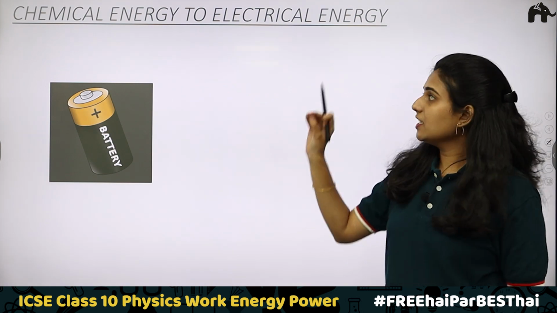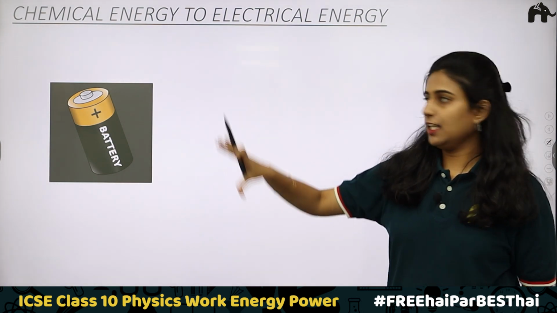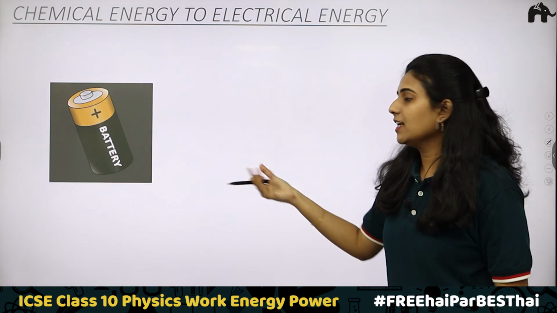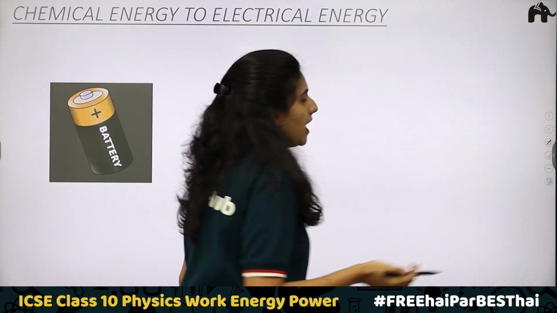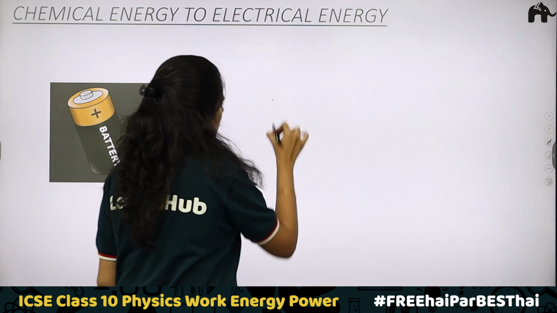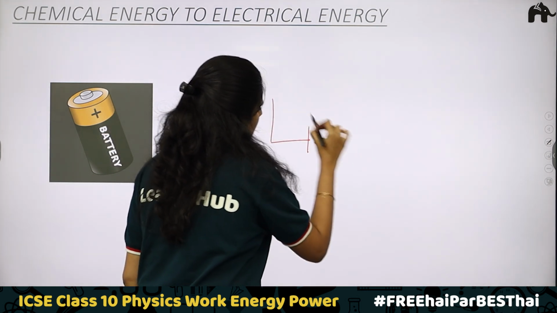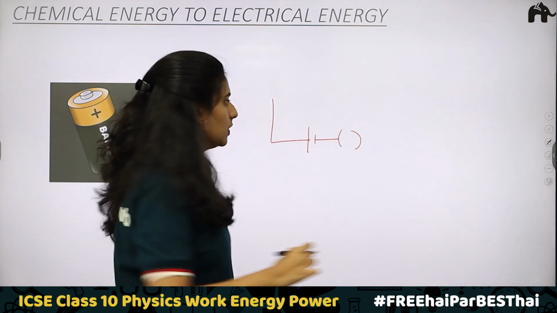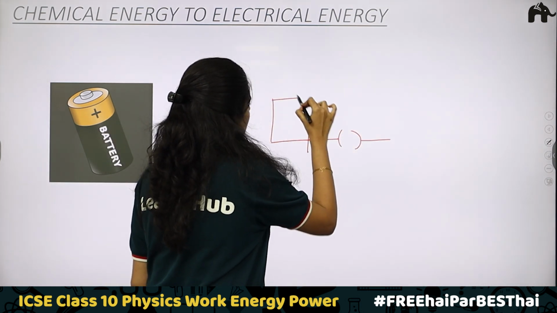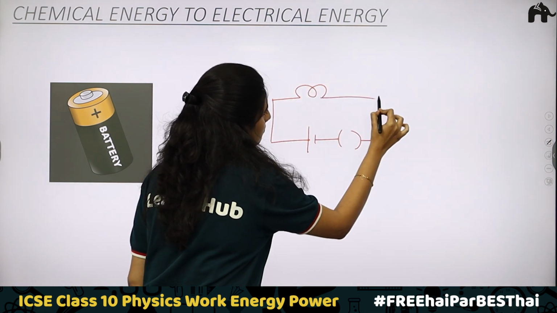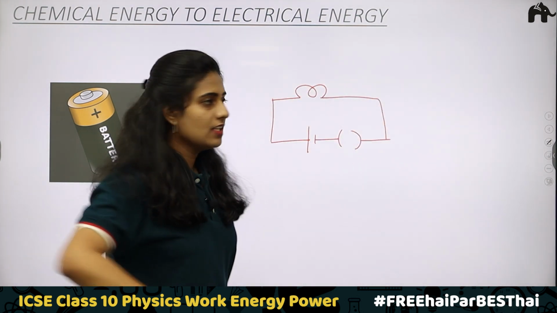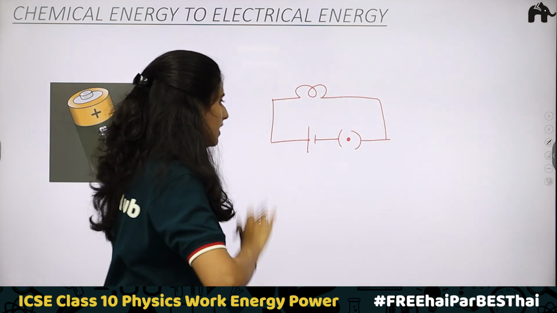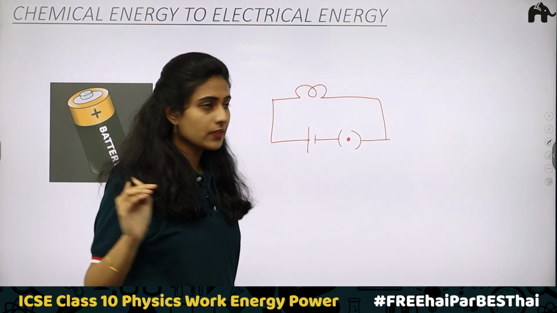Okay. Chemical energy conversion to electrical energy. Take the case of a battery. Battery has positive and negative terminals. You need a device to work. For example, you are connecting this battery to a circuit. In a circuit, you are connecting the battery. Then you have a key. Okay. Let's say you have an electric bulb. So here what happens? When you switch on or put the key here, electrons start flowing.